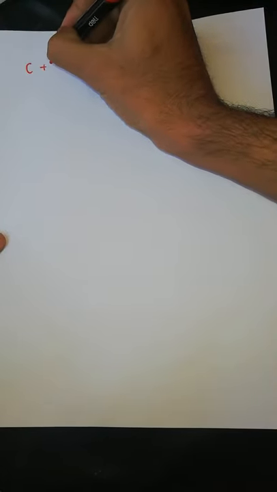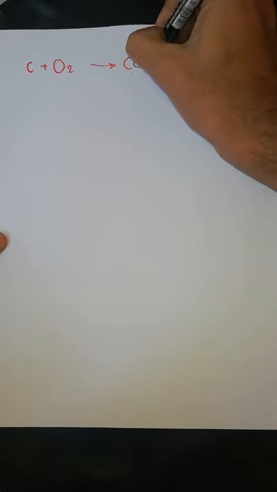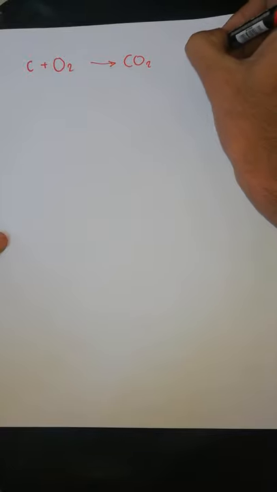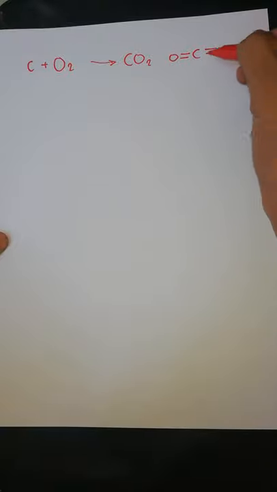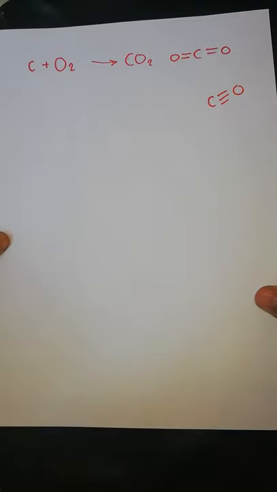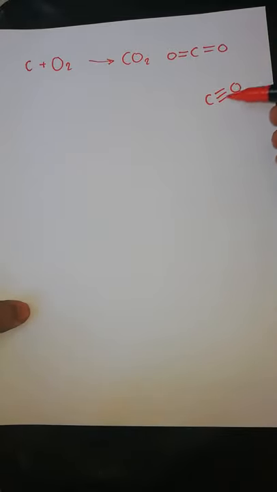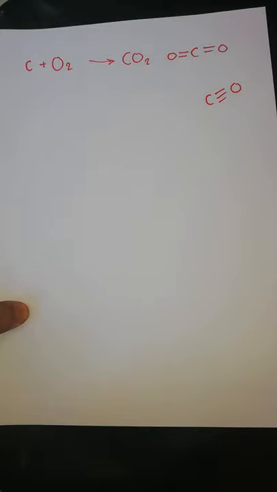C plus O2 gives me CO2. How? One carbon and two oxygen atoms, and a double bond between the carbon and oxygen. We said that carbon monoxide forms a triple bond. In carbon dioxide, the bond between carbon and oxygen is a double bond.